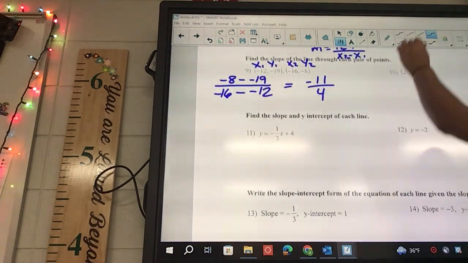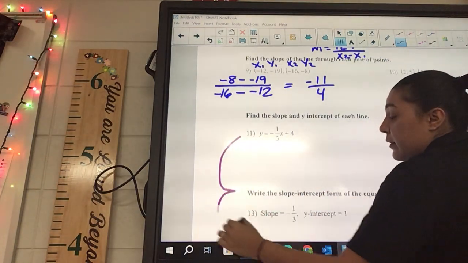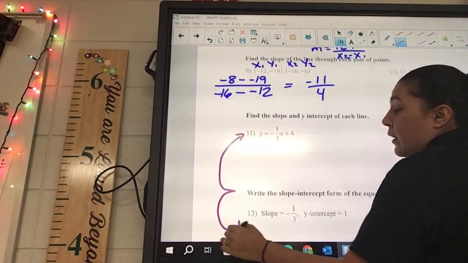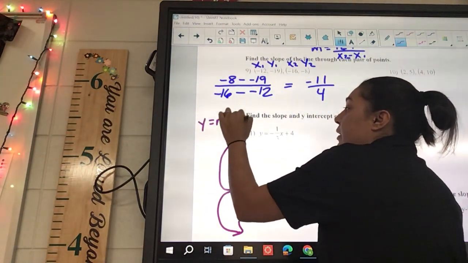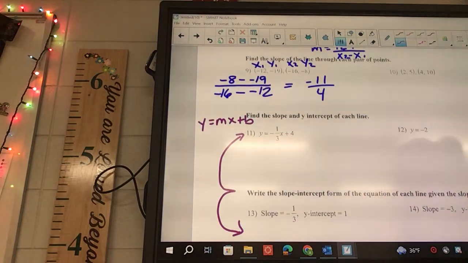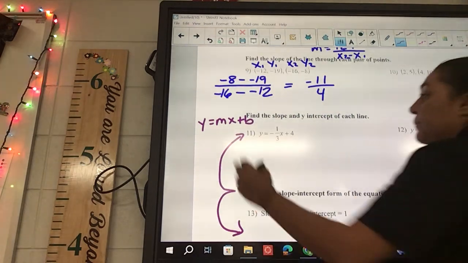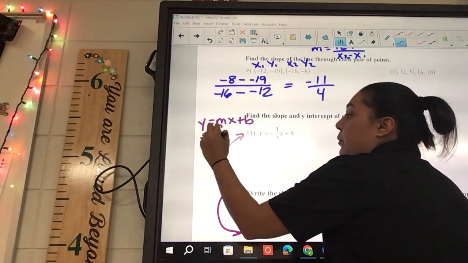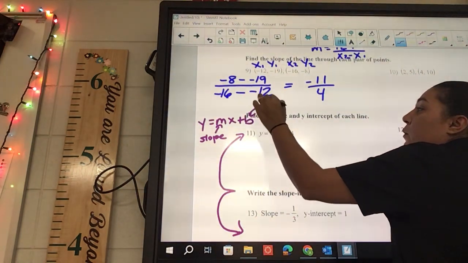Okay, these next two, and I'm gonna draw an arrow, for both of these, they go in this form of y equals mx plus b. What does my m stand for? The slope. Okay, this is my slope. What does my b stand for? The y-intercept.